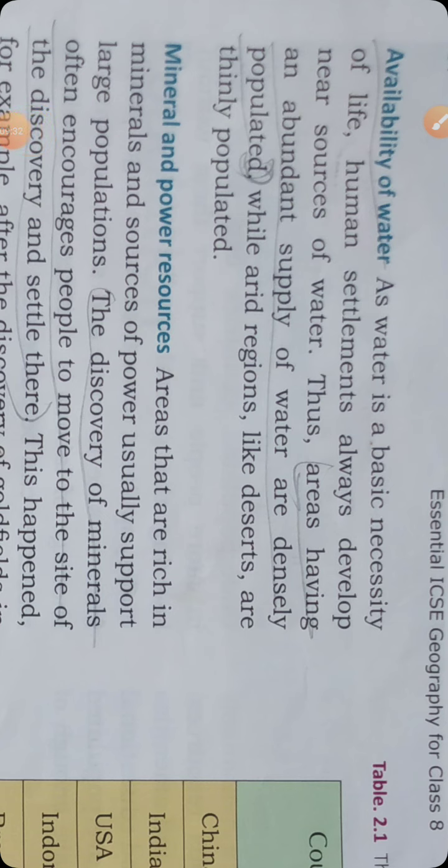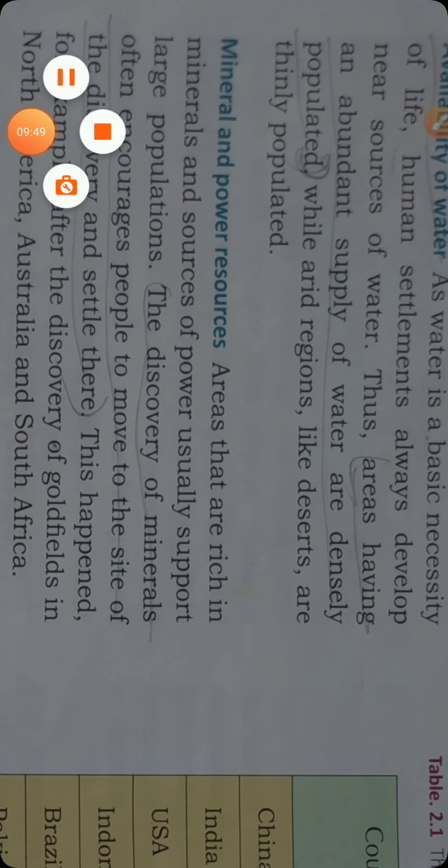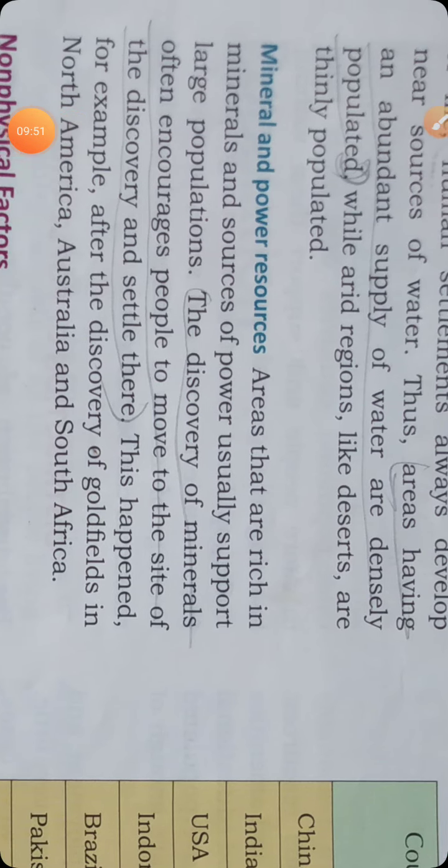Let us see now availability of water. As water is a basic necessity of life, human settlements always develop near the source of water. Thus, areas having an abundant supply of water are densely populated, while arid, meaning dry, regions like deserts are thinly populated. Okay, now we'll move to the next point.